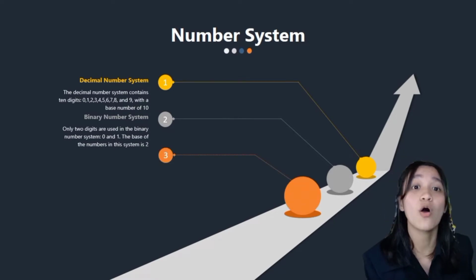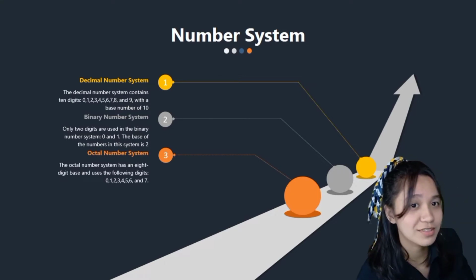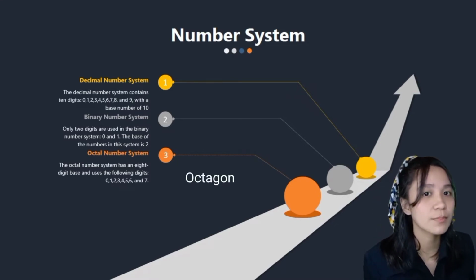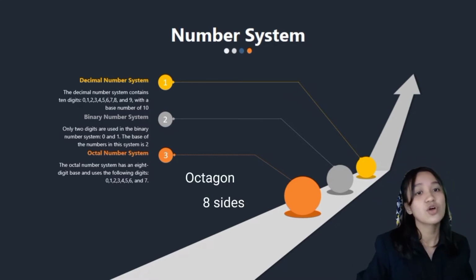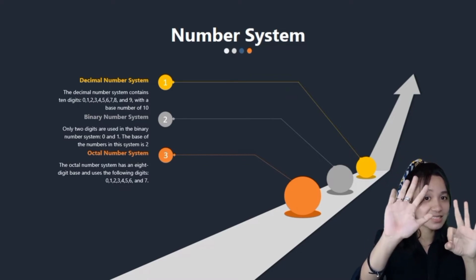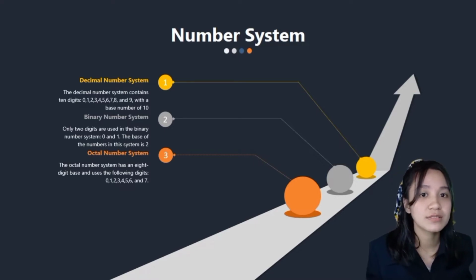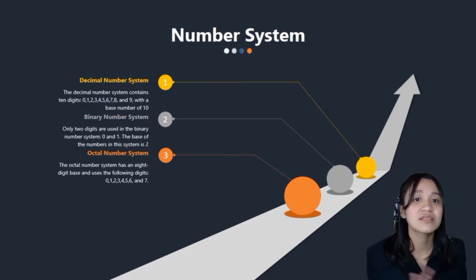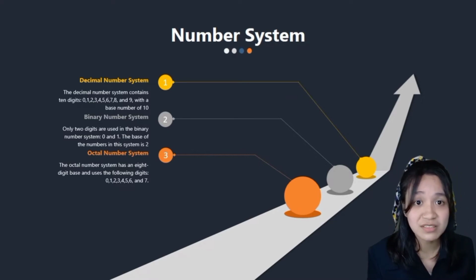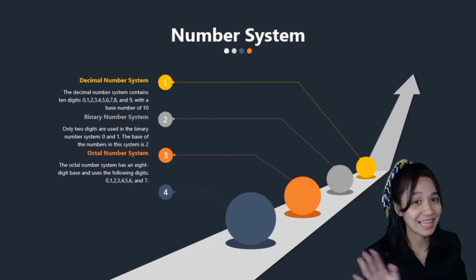Next, we have the octal number system. When you hear the word octa, what do you think of? For me, I think of the octagon. An octagon is a polygon with 8 sides. So octa means 8, so the octal number system is a base 8 system and uses the following digits: 0, 1, 2, 3, 4, 5, 6, and 7. This system has the advantage of having fewer digits than other systems, which means there will be fewer computational errors.